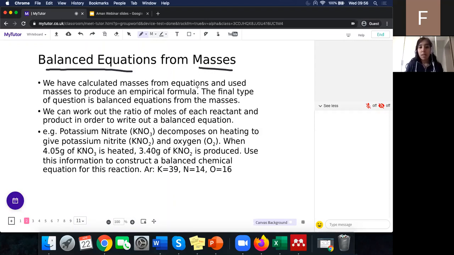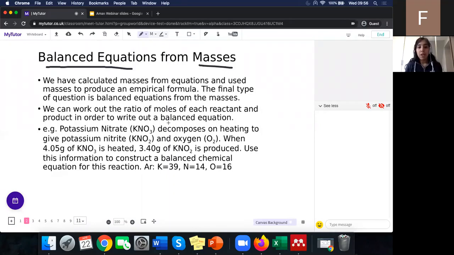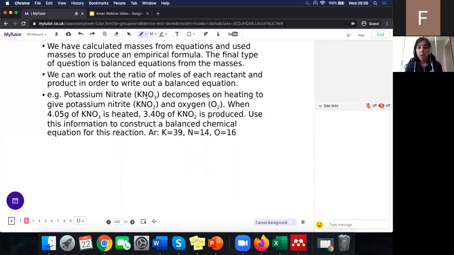So we have calculated masses from equations and used masses to produce an empirical formula. The final type of question is balanced equations from the masses. So we can work out the ratio of moles of each reactant and product in order to write out a balanced equation. As an example, we've got potassium nitrate. It decomposes on heating to give potassium nitrite and oxygen. When 4.05 grams of potassium nitrate is heated, 3.4 grams of potassium nitrite is produced. Use this information to construct a balanced chemical equation for this reaction.